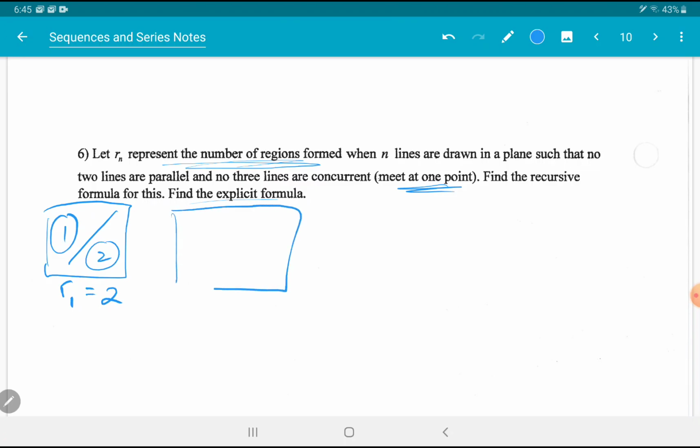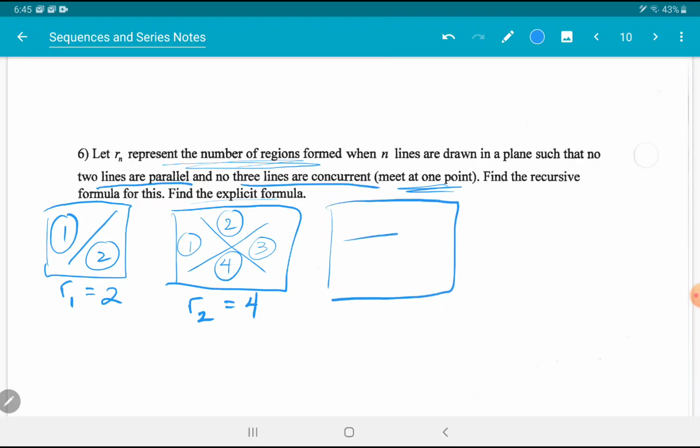Let's do another case. If we now draw one more line like this, then notice what we form. We form one region here, another region here, another region here, another region here. So it looks like when we have 2 lines, we form 4 regions like that. Okay, we can keep this going. Remember, no 2 lines are parallel, no 3 lines are concurrent.